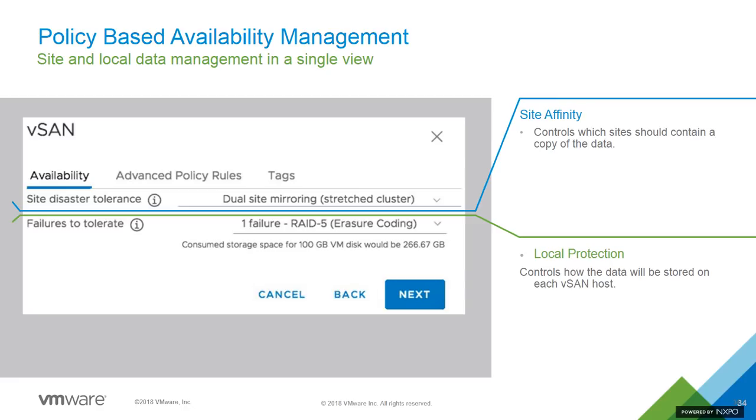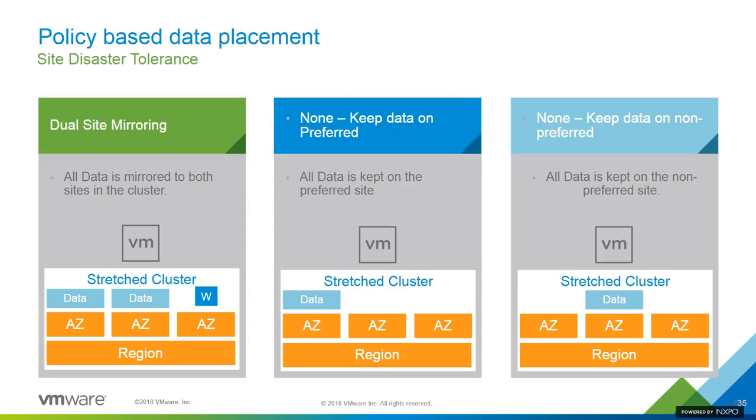Now vSAN, you can go ahead and choose what type of site affinity you want. So there's actually 4 different types here. We're not going to take time to go through all of these different options, but we'll go through some of these very quickly. You can do dual site mirroring, which essentially mirrors all of your data. Those synchronous writes go to both of your AZs.